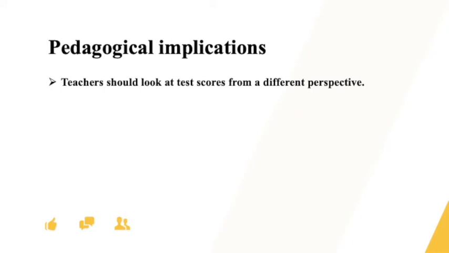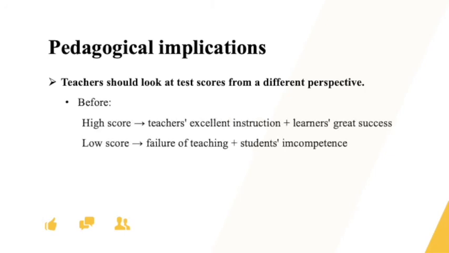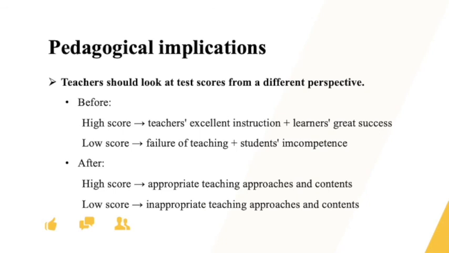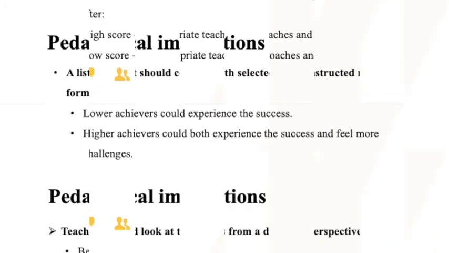Some implications the researchers indicate for language education contain different perspectives. They pointed out that teachers should change their attitudes toward the scores. In the past, the scores would be connected with the teacher's instruction and learner's competence. Higher scores were from excellent instruction of teachers and great success of learners, but lower scores showed the failure of teaching and incompetence of learners. However, it should be modified. The scores could only reflect whether the teaching approaches are appropriate and whether the contents are not too difficult for learners.